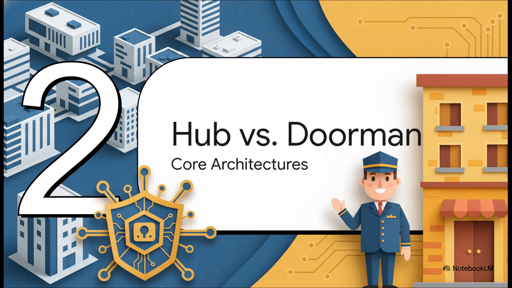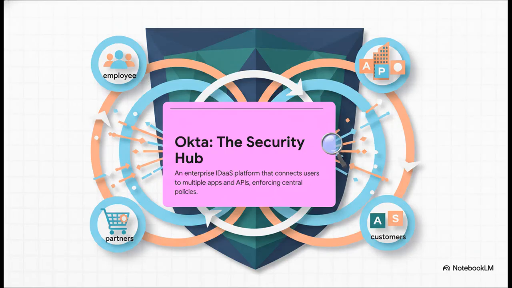To make this super concrete, we're going to use an analogy for the rest of this explainer. I want you to think of it as the central security hub for a sprawling corporate campus versus, say, the friendly doorman at a single apartment building. So first up, Okta, our centralized security hub.